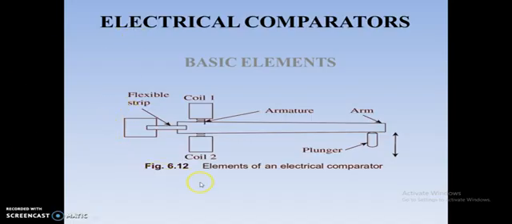So in this diagram we see an electrical comparator and its elements. What are the elements? There are two coils, coil 1 and coil 2. There is a plunger, there is an arm, there is an armature, and there is a flexible strip. These are the basic components.